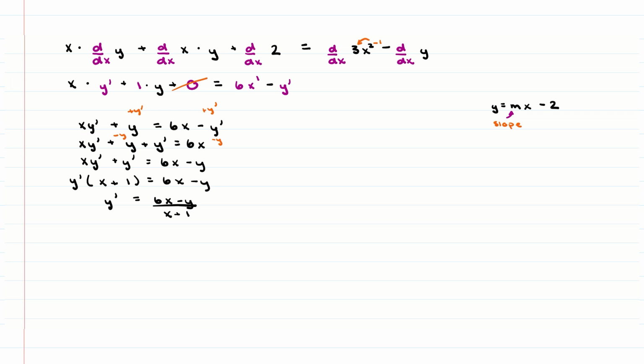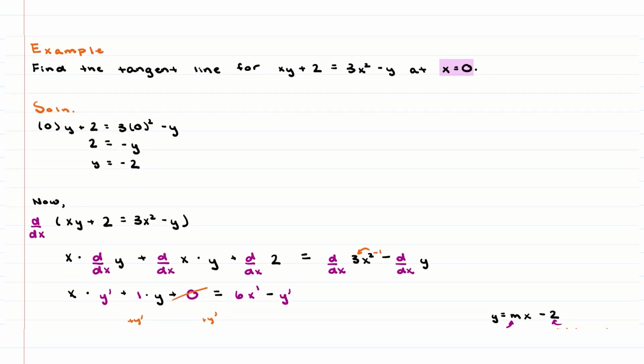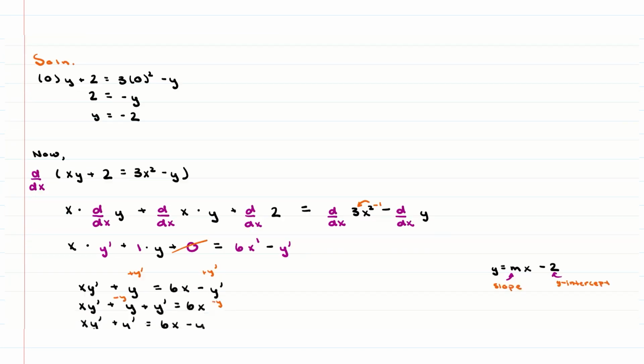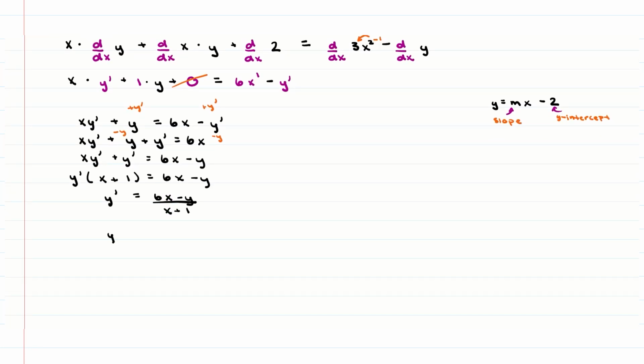Now remember, y prime represents slope, so we need to plug in values for x and y to get a final answer for that slope. Earlier we found the y-intercept as negative 2, so we'll plug that in for y. And we were given x as 0 in the original example, so we'll plug that in for x. So we've got y prime equals 6 times 0 minus y, which is negative 2, over 0 plus 1. The numerator simplifies to 2 and the denominator simplifies to 1, and so y prime will just equal 2. So that will be our slope.